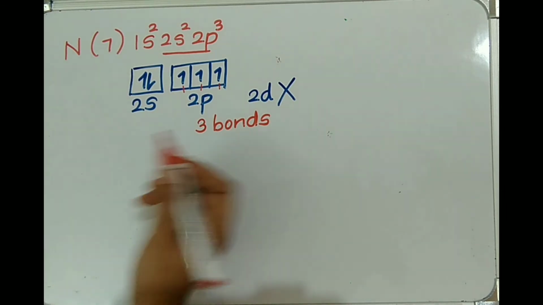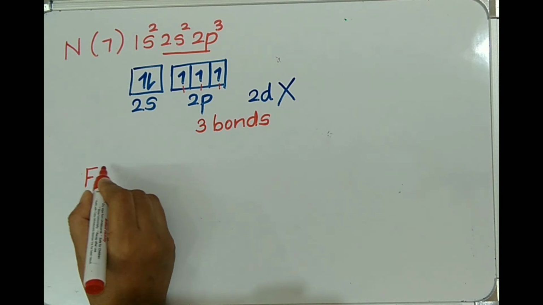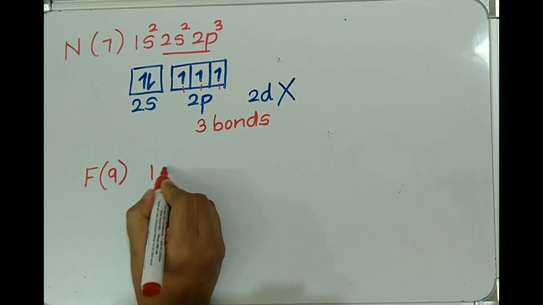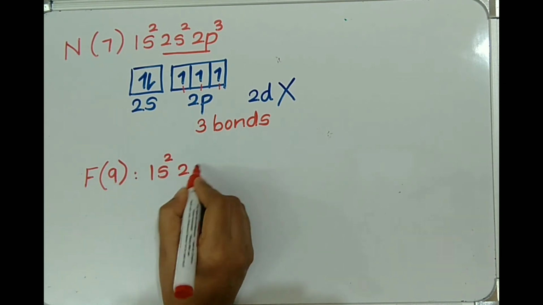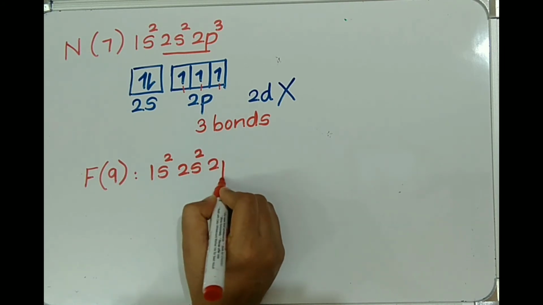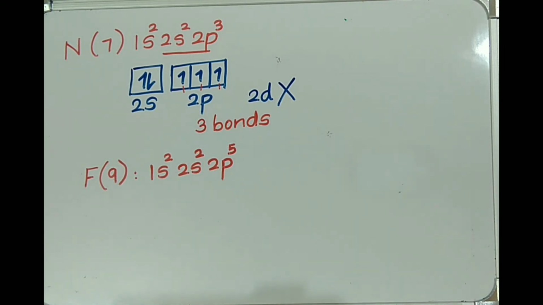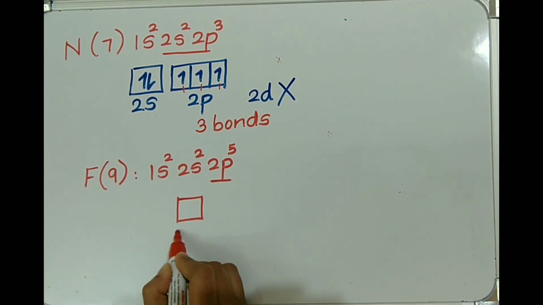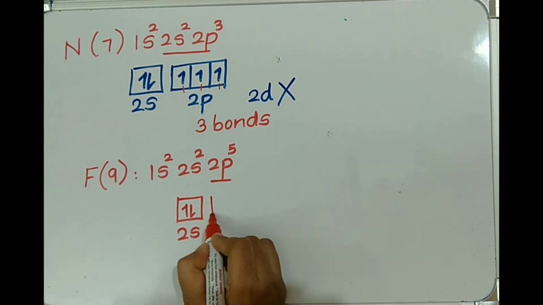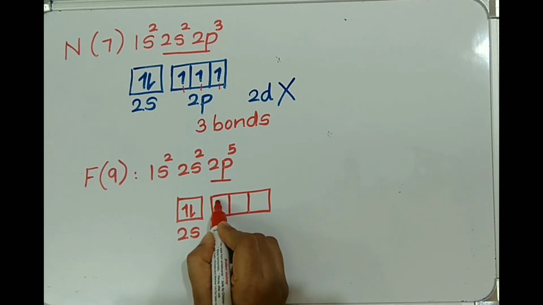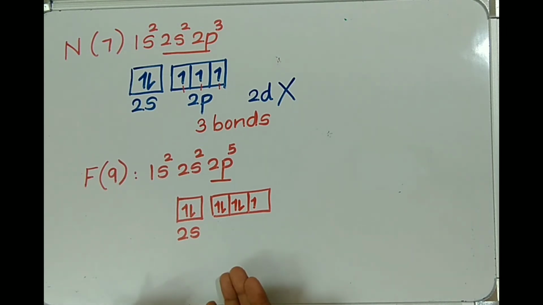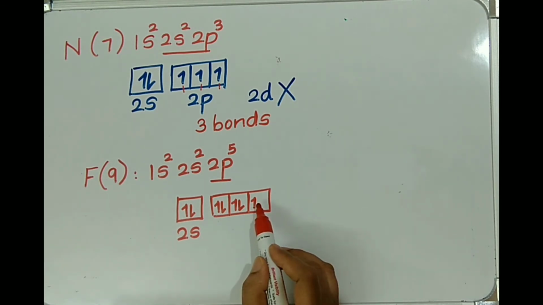Now check this. Suppose I want to form the bond with fluorine. So the fluorine, the atomic number is 9. Electronic configuration 1s2, 2s2, 2p5. Correct? So 2p5. Now let's draw this. The valence shell 2s, 2 electrons, 2p, 5 electrons. So 1, 2, 3, 4, 5. Correct? Filling of the orbitals, we are following Hund's rule. So here 1 electron is unpaired.